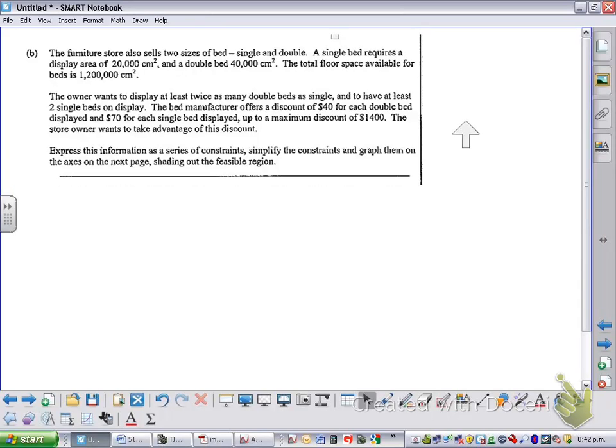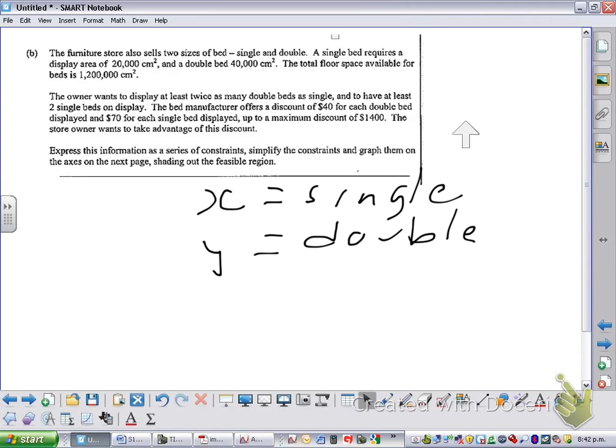A furniture store always sells 2 sizes of beds. Now, if you don't want to use S and D, which is what they've done here, you can use X and Y. But just be consistent. Whatever you decide to do, just do it. So you should say X is single and Y is double. Just indicate. If you use S and D, it's obvious what you're using and it's no big deal. But make sure you identify what you're doing and keep it consistent all the way through.